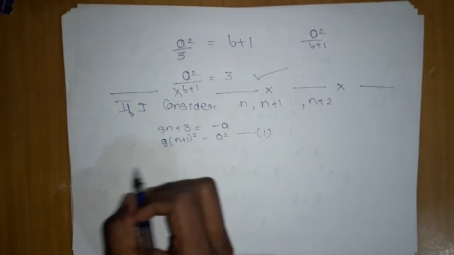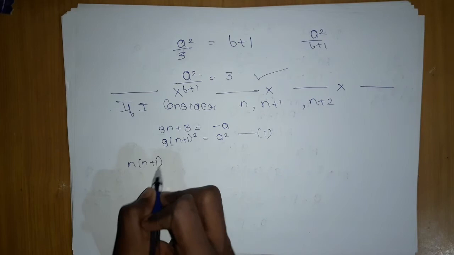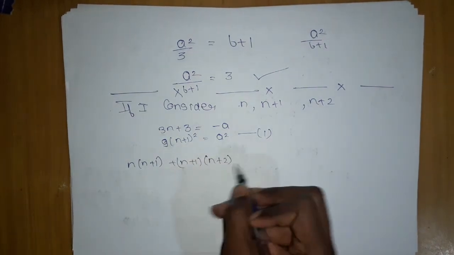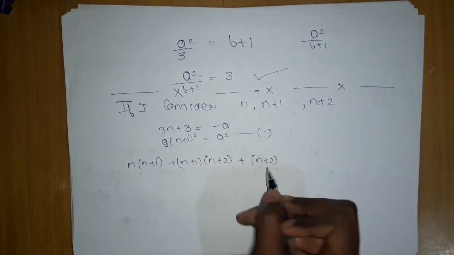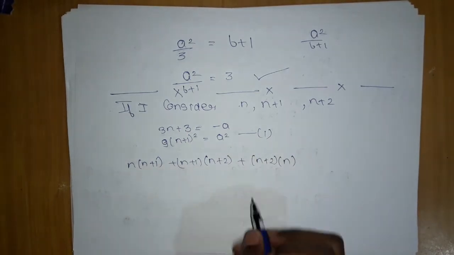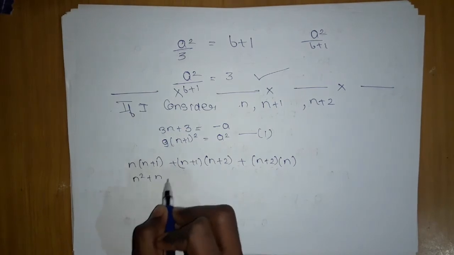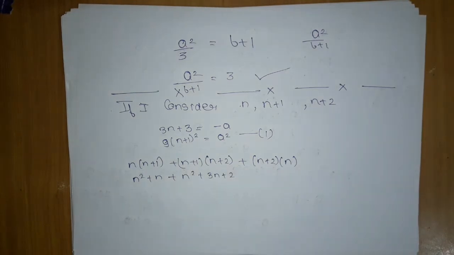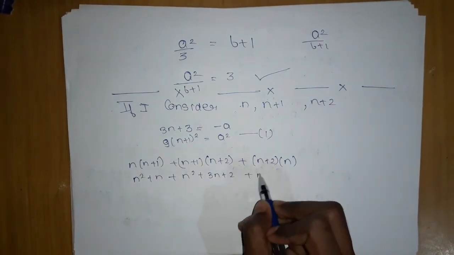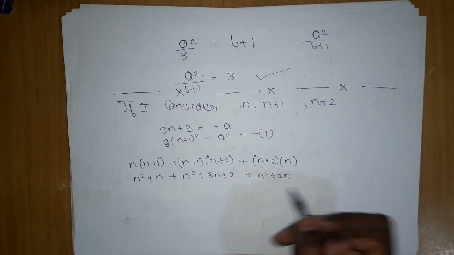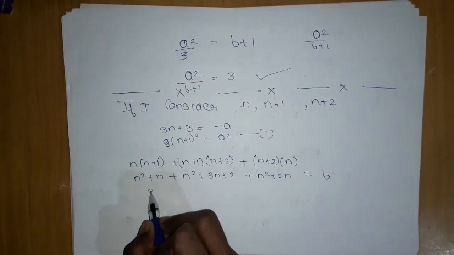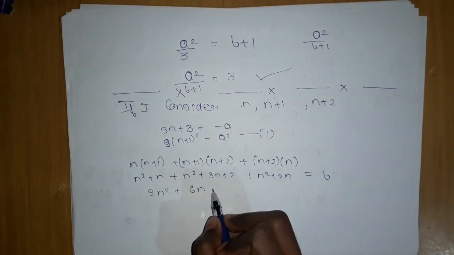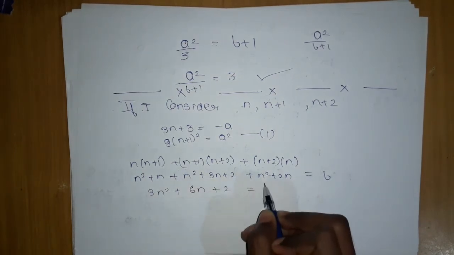So we got a. Now again, n into n plus 1 plus n plus 1 into n plus 2 plus n plus 2 into n. So if we calculate, n square plus n, plus n square plus 3n plus 2, and n square plus 2n, should be equals to what? B. What are we getting? 3n square plus 6n plus 2 should be equals to b.